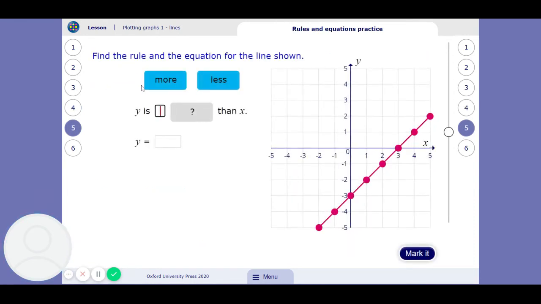Right, so this one, let's find the rule. Is y more or less than x? So let's pick one of the coordinates. So we've got 4, 1, so it's going to be less. How many less? So 4 down to 1 is going to be 3 less. So that means I'm going to start with my x, and 3 less means take away 3. And that's how we figure it out.